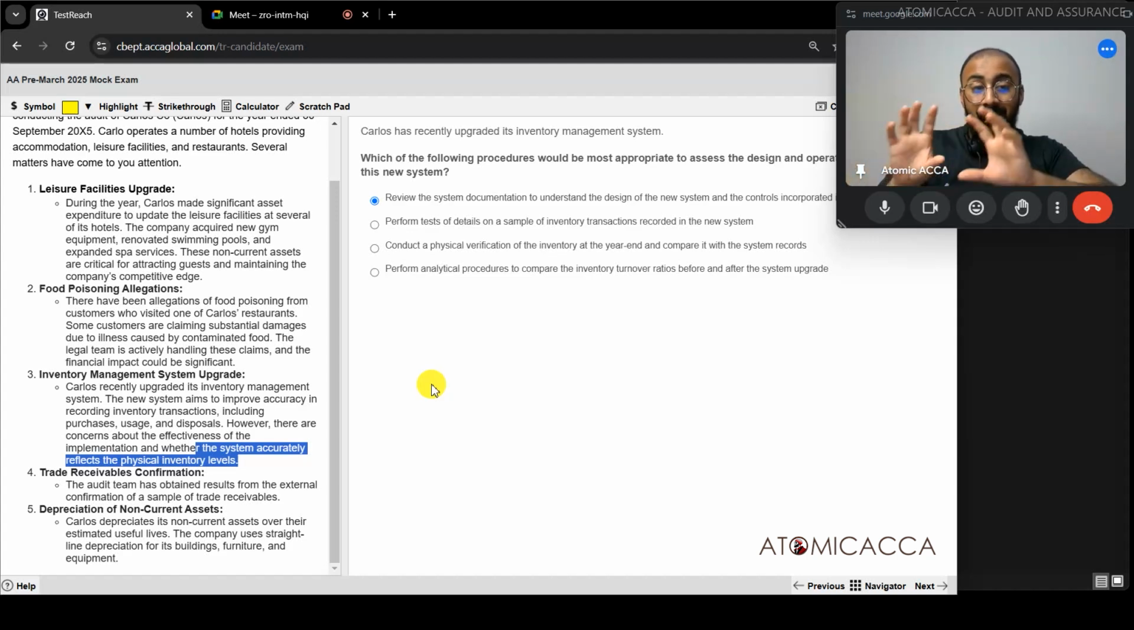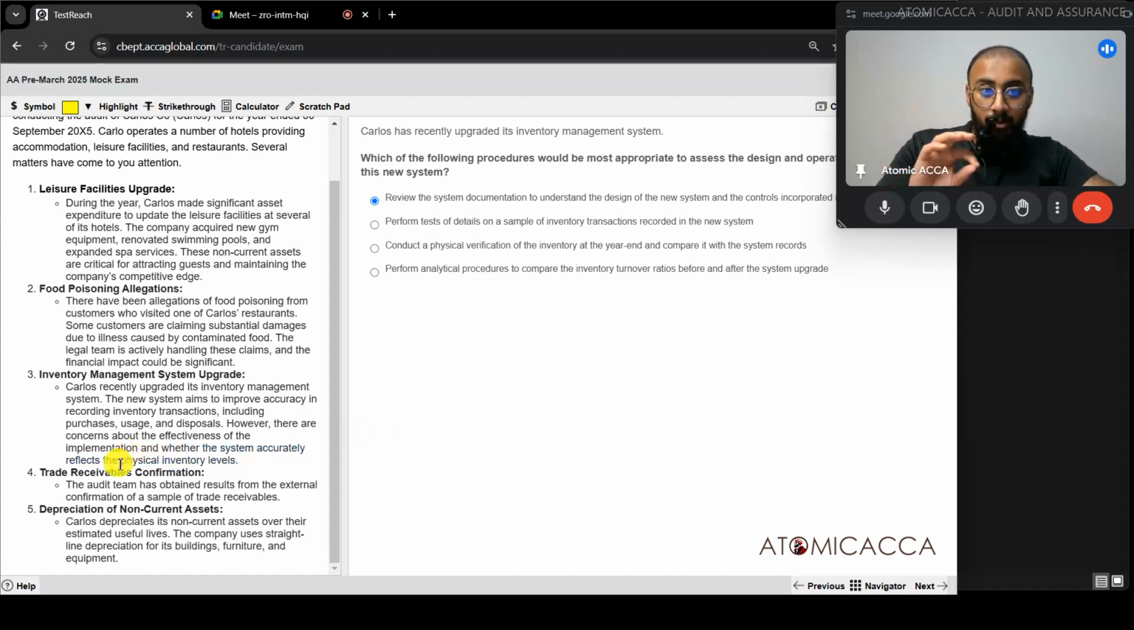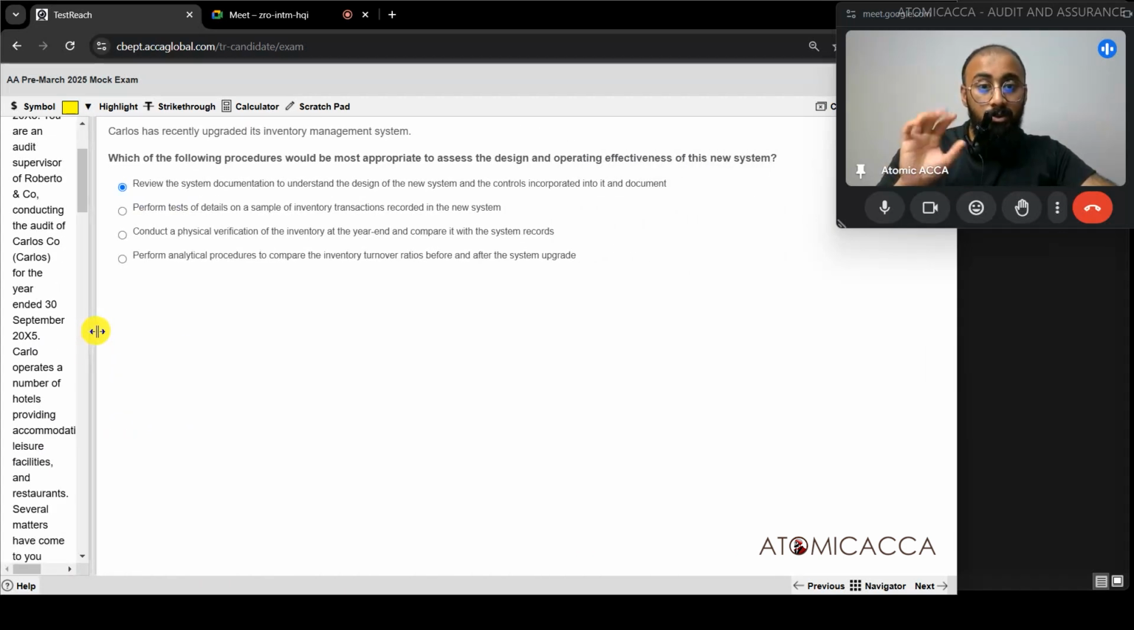Now, this will give me a clarification about whether that new system is recording the physical inventory level correctly or not. Again, that is going to give me an idea about the operating effectiveness, whether this is working properly or not. But this is not going to give me any idea about the design. Plus, it's only giving me an operating effectiveness specifically about that physical inventory level count.